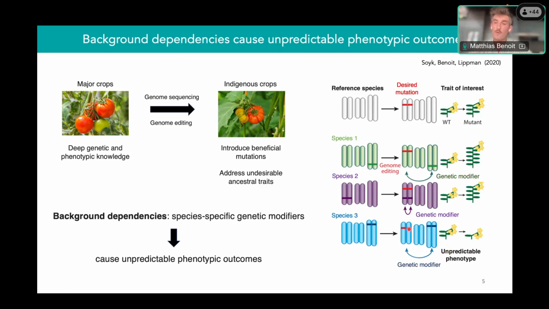That's a big problem, of course, because if you cannot engineer your plant in a way that obtains an expected phenotypic outcome, then this directed breeding becomes much more complicated.